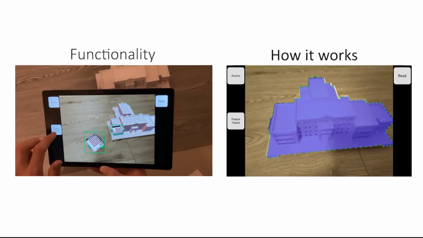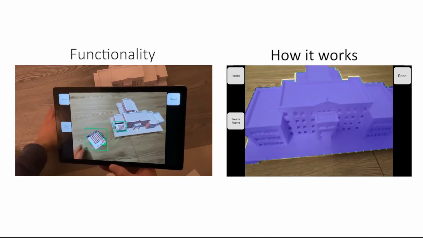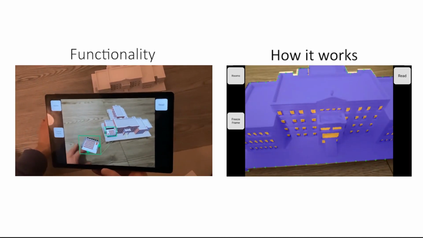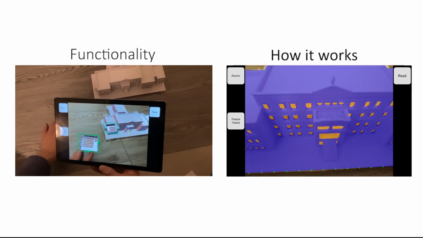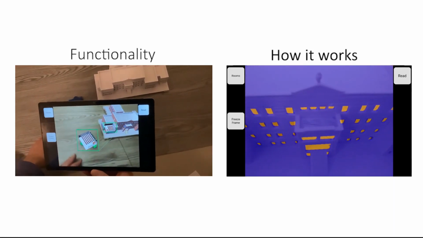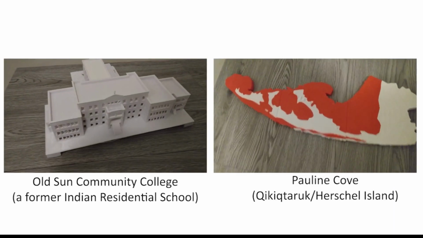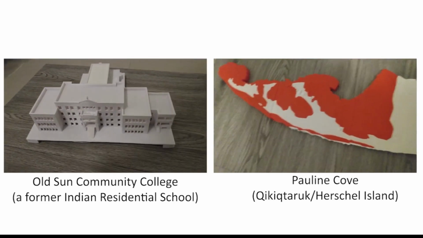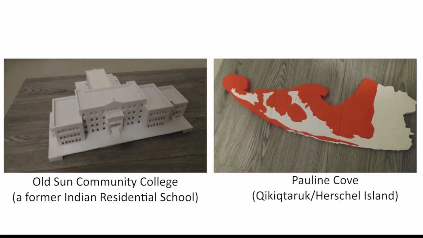approaches at once. In this video, we will first discuss the features of the system we have introduced. Once this context is established, we will discuss some of the technical details behind how this is achieved. We implement our system on two sample physicalization use cases, Old Sun Community College and Pauline Cove.